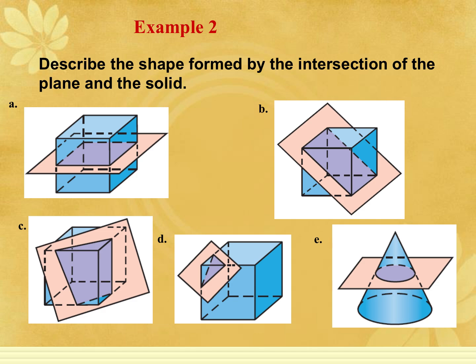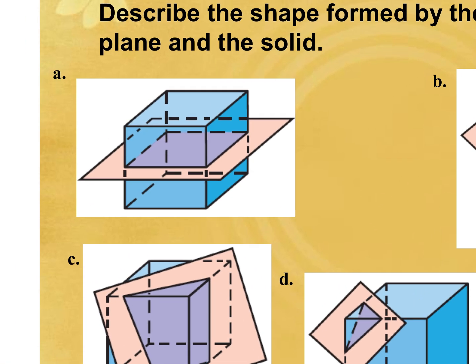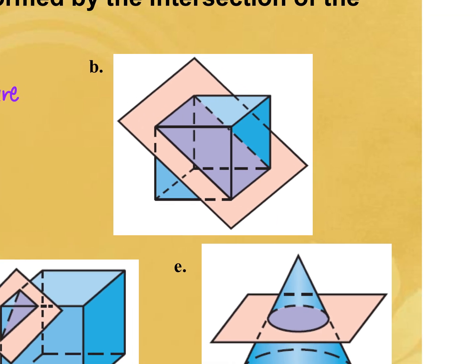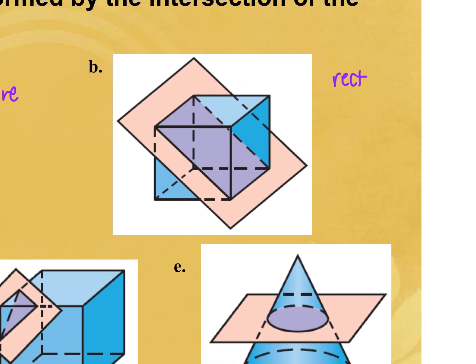All right, checking our work. Let's go ahead and look at it. A, what shape would that make? What shape is my cross section? Good, this is a square. Again, you guys have to know your shapes. What about B? Rectangle. Okay, please be aware it's not a square. If I'm going diagonal, it's more elongated, so it's a rectangle.